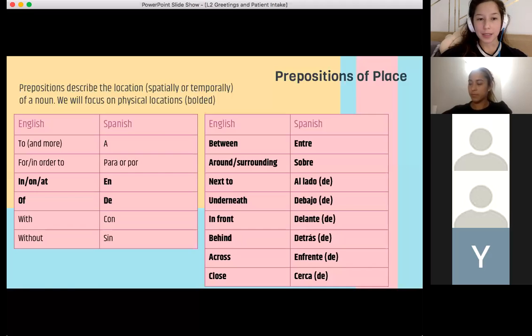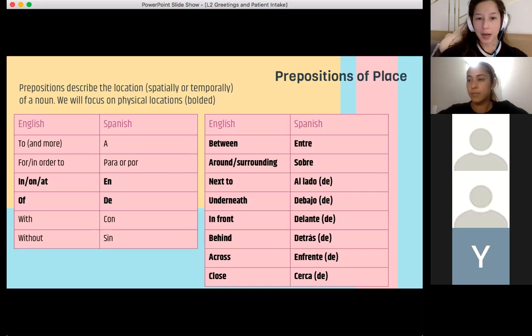Of is also used a lot. It's de. So corona de oro, a crown of gold. Two more would be with, which is con, which is that chile con carne that I talked about. Con is with, and without is sin.